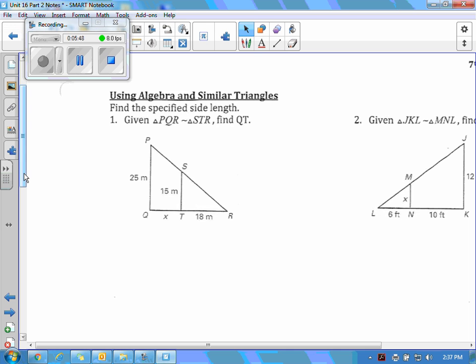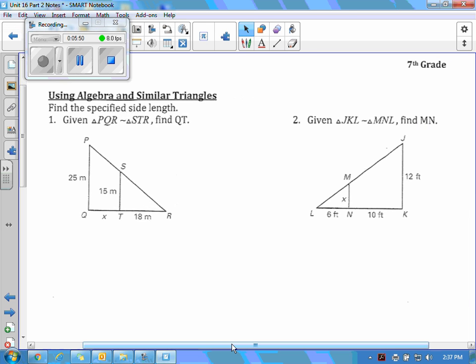On the back side, the next thing we're going to do, it says using algebra and similar figures. So these can get kind of tricky, so make sure you pay attention. It says given triangle PQR is similar to triangle STR, find QT. So we're looking for QT, which is this measurement right here. So I have two triangles, and it might help to redraw them.